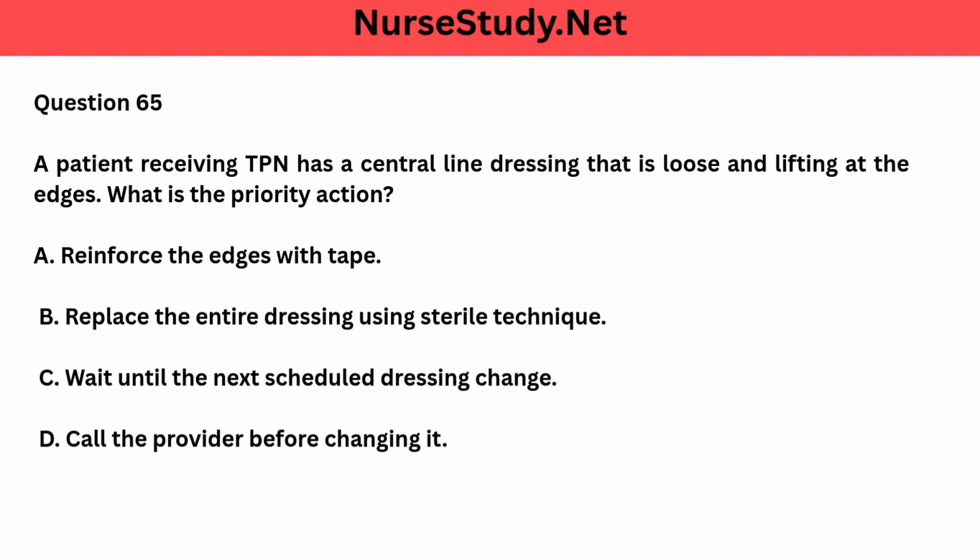Question 65. A patient receiving TPN has a central line dressing that is loose and lifting at the edges. What is the priority action? A. Reinforce the edges with tape. B. Replace the entire dressing using sterile technique. C. Wait until the next scheduled dressing change. D. Call the provider before changing it.